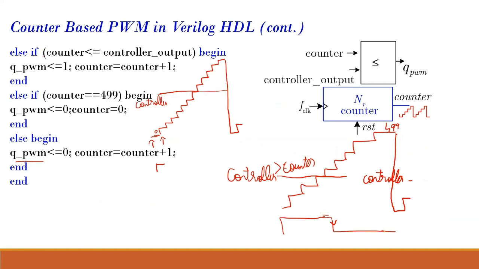So it will come to this condition. It will check if my counter is less than or equal to the controller output, which is true. Then PWM will remain as 1, and my counter will become counter plus 1. So the counter becomes 2 now. That will continue, we'll keep on checking and incrementing the counter, and PWM will remain the same.